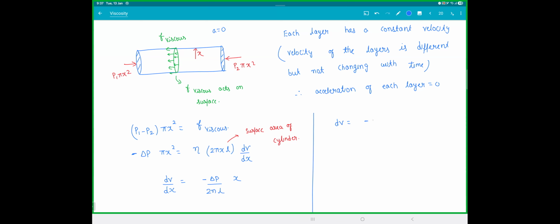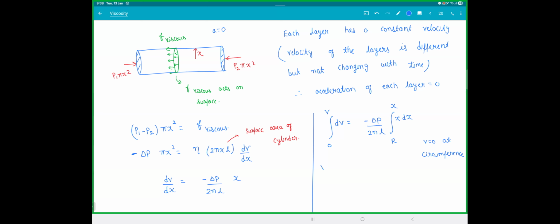dV is equal to minus delta P by 2 eta L x dx. Integrate on both sides. Now be careful here. At the circumference, velocity is 0. V is equal to 0 at circumference. So your limits: when x is equal to r, your velocity is 0. So the general habit, right? We think 0 to v and 0 to x. That is wrong. Clear?